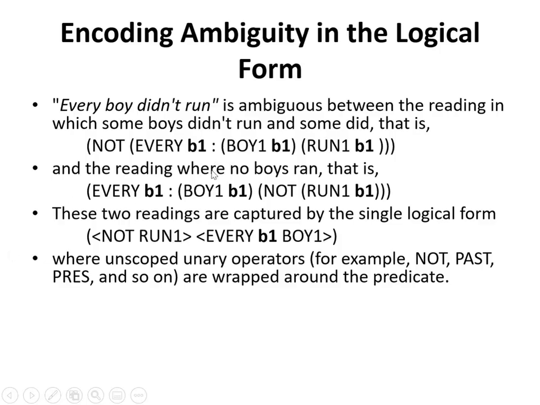So these two readings are captured by a single logical form like this: not run 1, every B1 boy 1, where you use the scope operator with every boy, so that it does not create ambiguity about whether none of the boys ran or some of the boys ran. So not run 1, every boy B1. Here unscoped unary operators, for example not, past, present, are wrapped around a predicate.